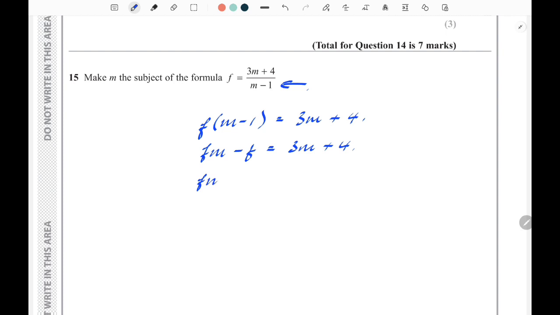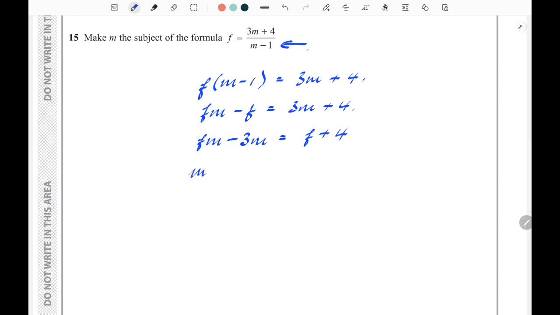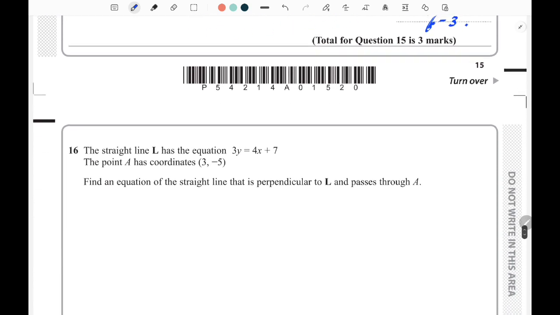So we have fm minus 3m equals f plus 4. All right, so the f goes across as a plus f, positive f on the other side. Factorize the m out, and you get m times (f minus 3) equals f plus 4, and therefore m equals f plus 4 divided by f minus 3. That's your answer, okay? Okay, done. That wasn't too difficult, that one.